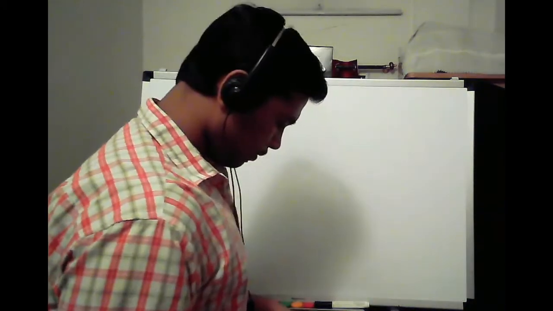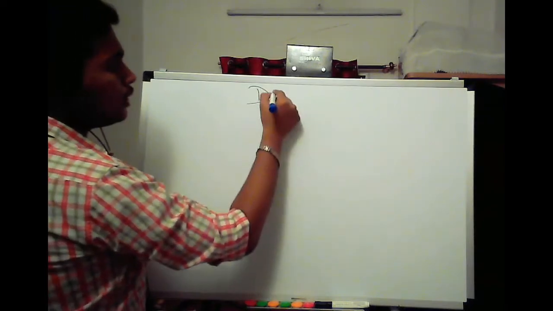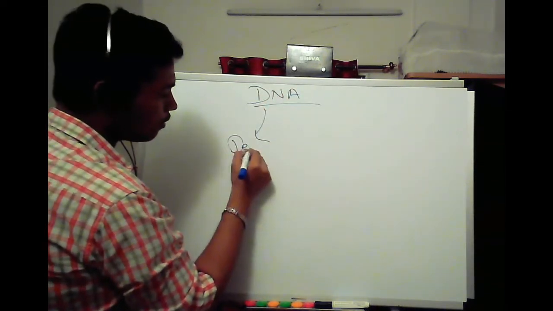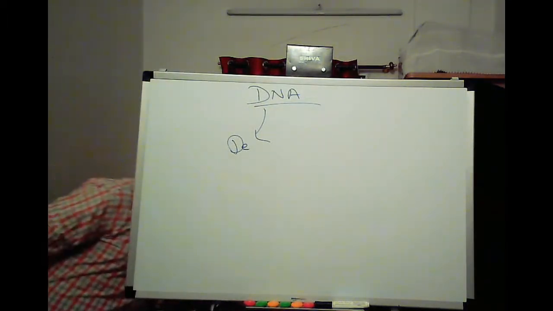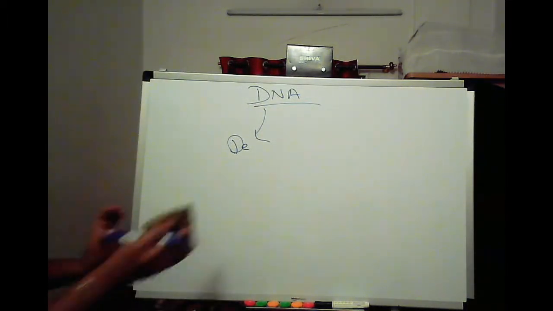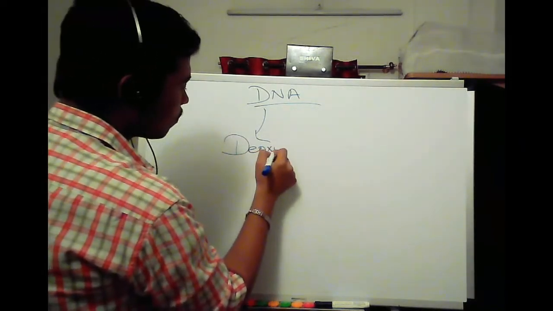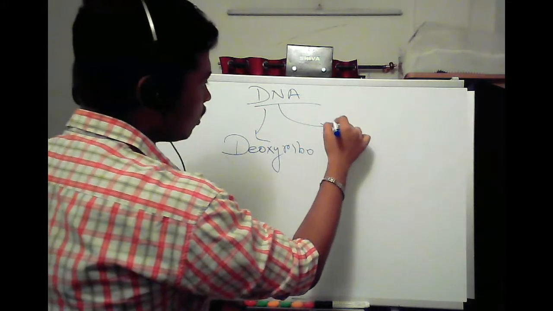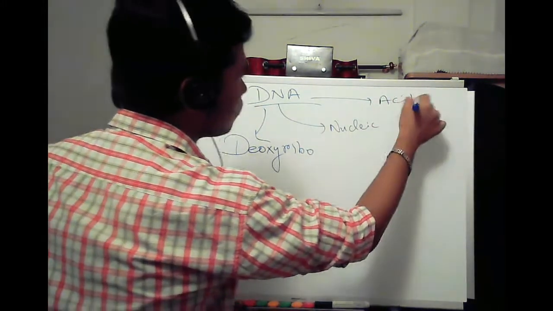Let's begin. Let's see now. DNA. The full form of DNA is deoxyribo. N stands for nucleic, A stands for acid.